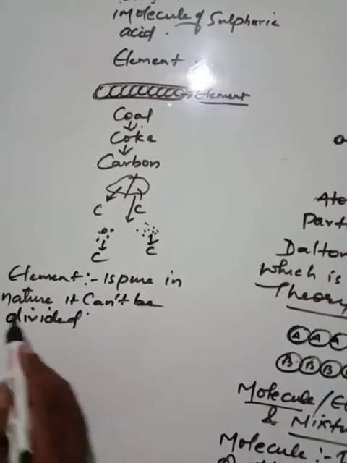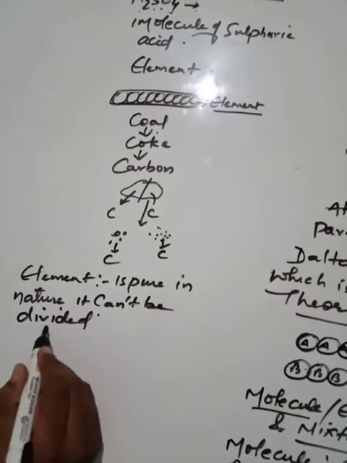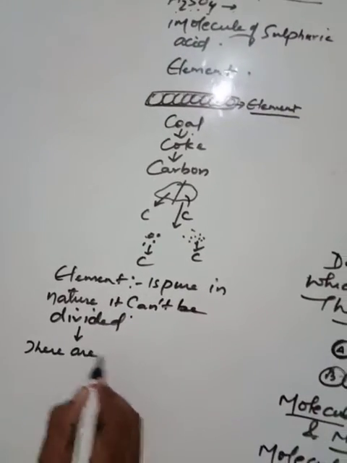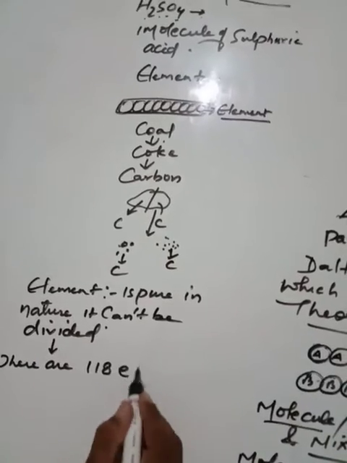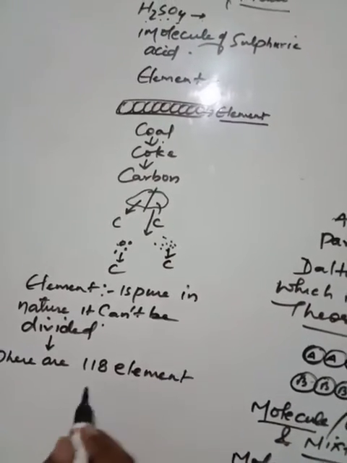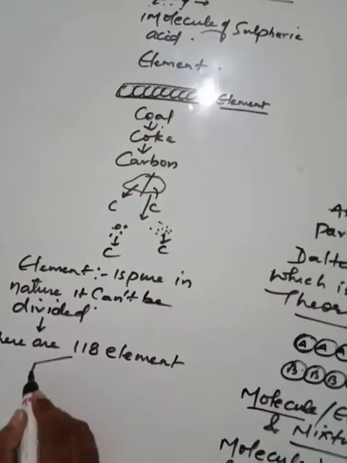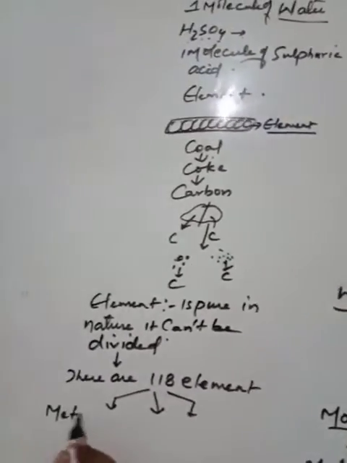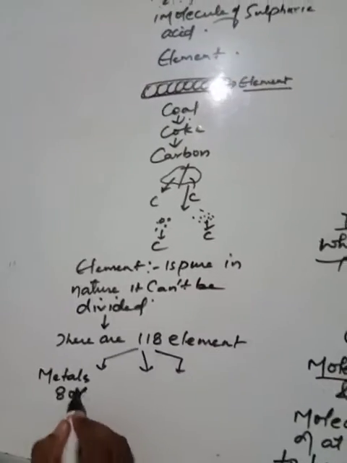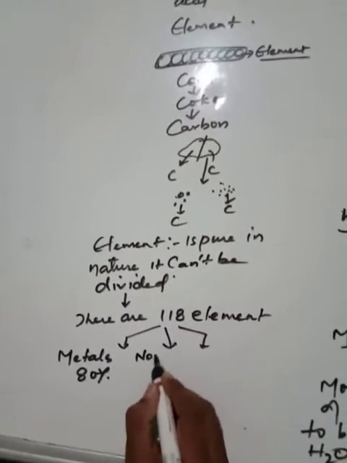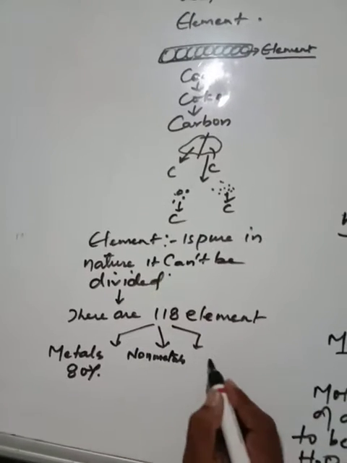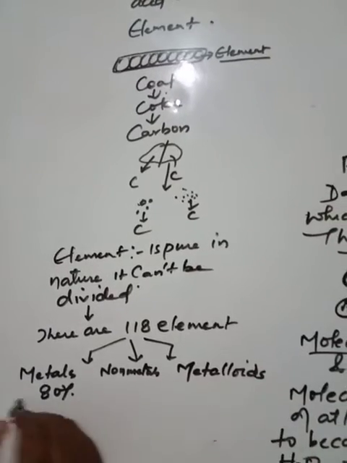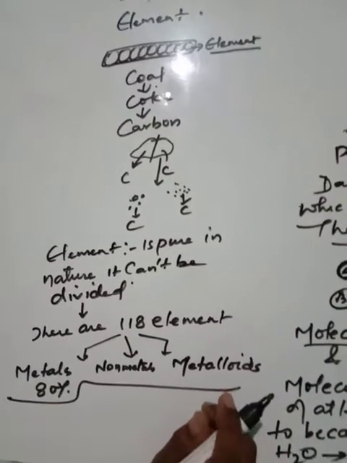Now I am not going to have the discussion for compound, but we just move on with the elements. That there are 118 elements, and the 118 elements are classified into 3 groups. One is the metals, which occupy 80% of the periodic table. One is non-metals, and the other is metalloids. Metals are occupied on the left side of the periodic table.